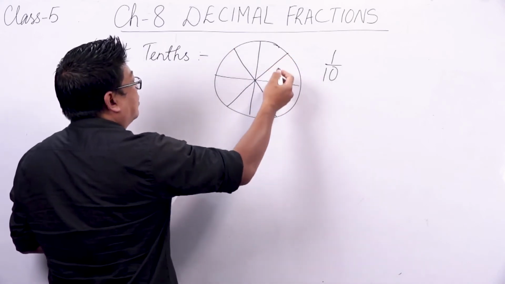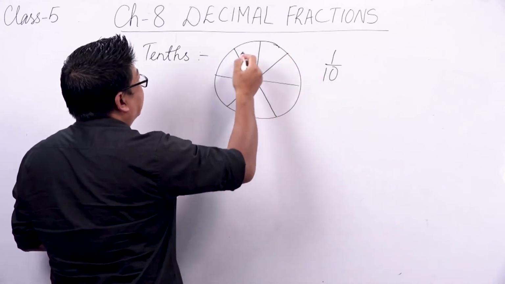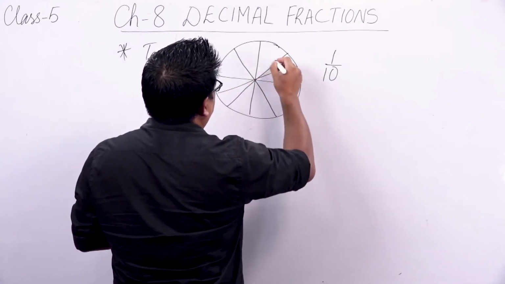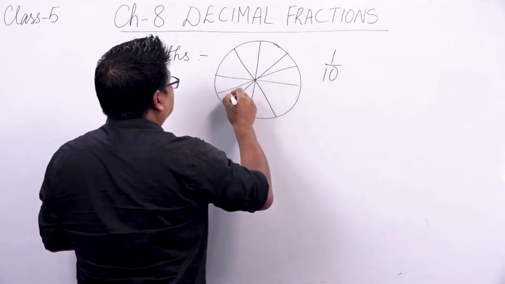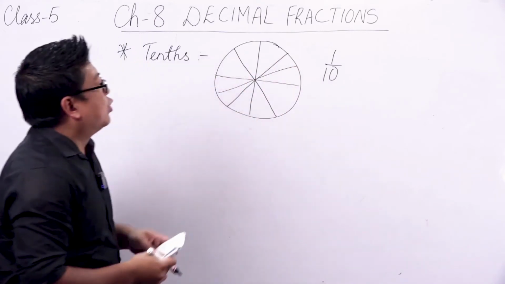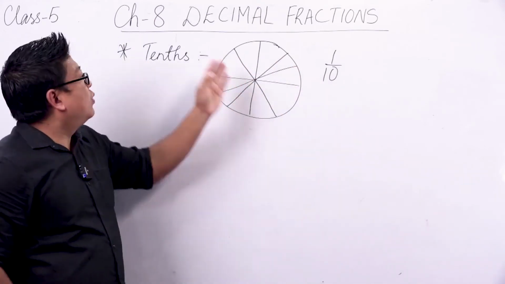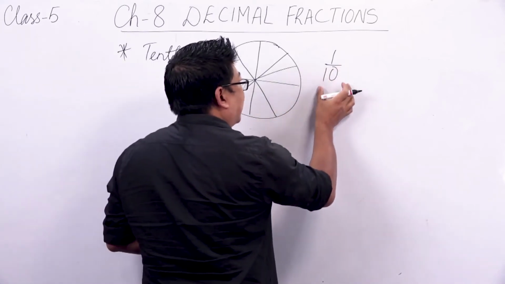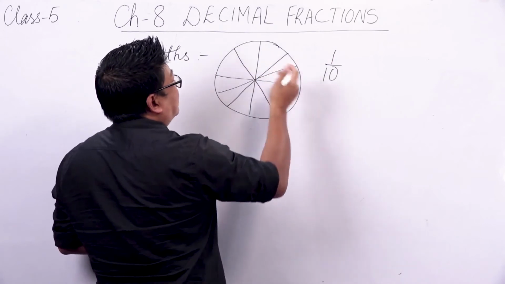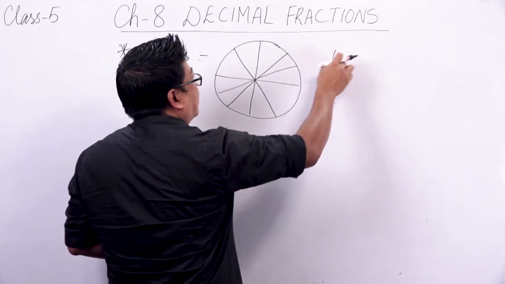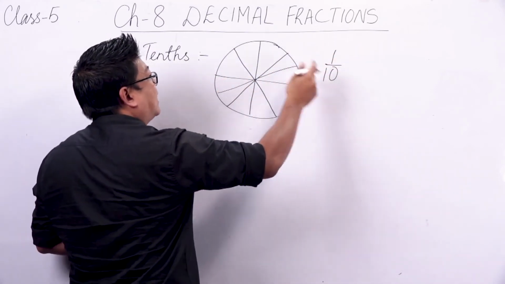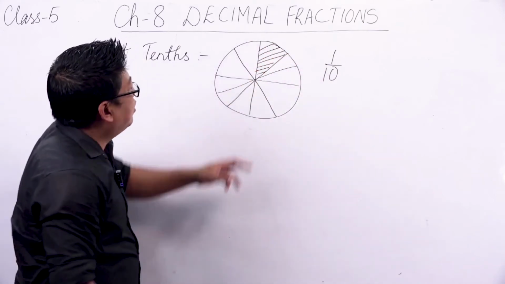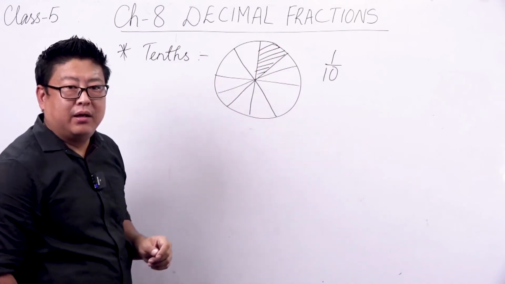Let's count the parts. 1, 2, 3, 4, 5, 6, 7, 8. We're missing one more. 1, 2, 3, 4, 5, 6, 7, 8, 9, 10. So we have 10 parts here. Tenths is denoted as 1 by 10. So this 1 by 10 will be denoted as 1 part because the numerator is 1, and the total parts is 10. We have already learned about this, so I will not be going into detail. So we can denote 1 by 10th as this part.